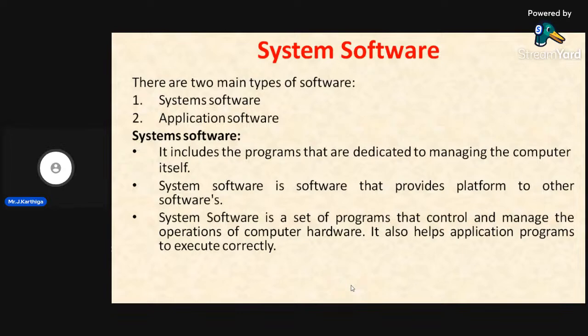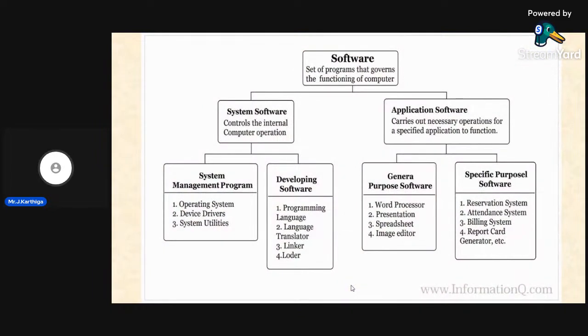There are two main types of software: number one, system software, and number two, application software. First, we note what software is: a set of programs that governs the functioning of a computer. System software controls the internal computer operations. Application software carries out the necessary operations for a specified application to function.